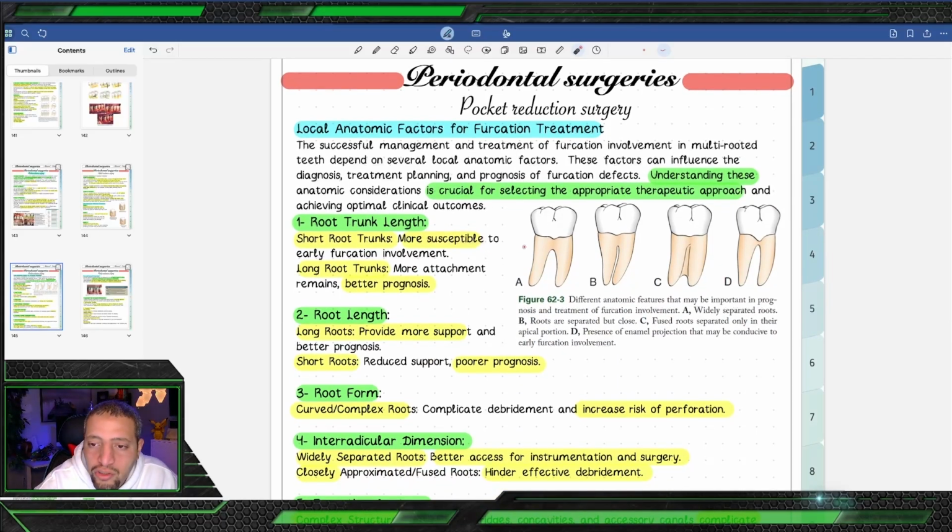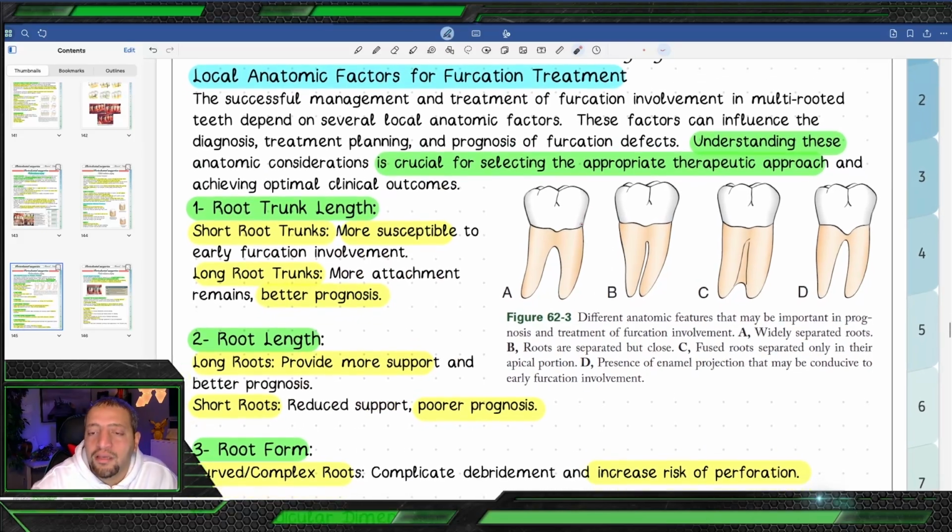Okay, so let's zoom to the picture, discard the writing, and see what you think. Okay, so now the problem is that the bifurcation is involved. Bifurcation involvement is like having bone reduction here. So the factor we are going to think about is the trunk size.